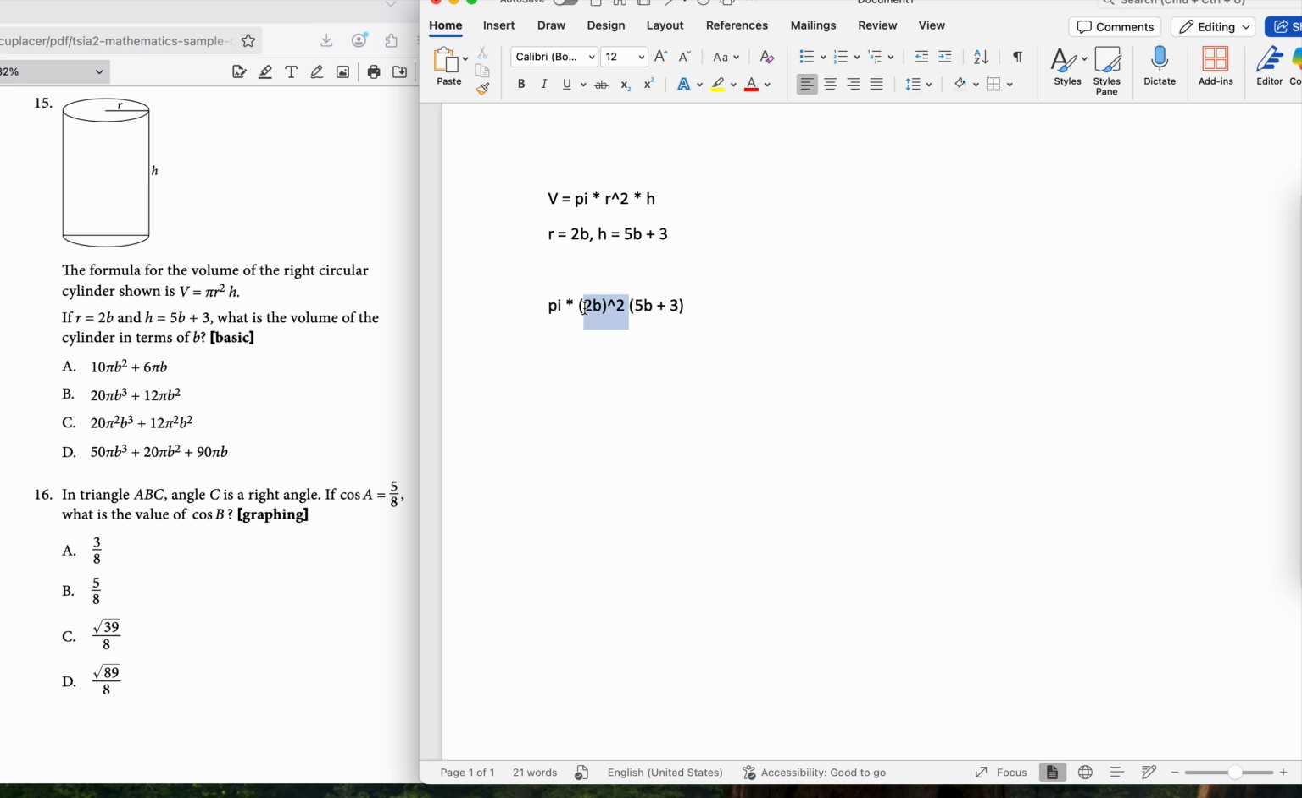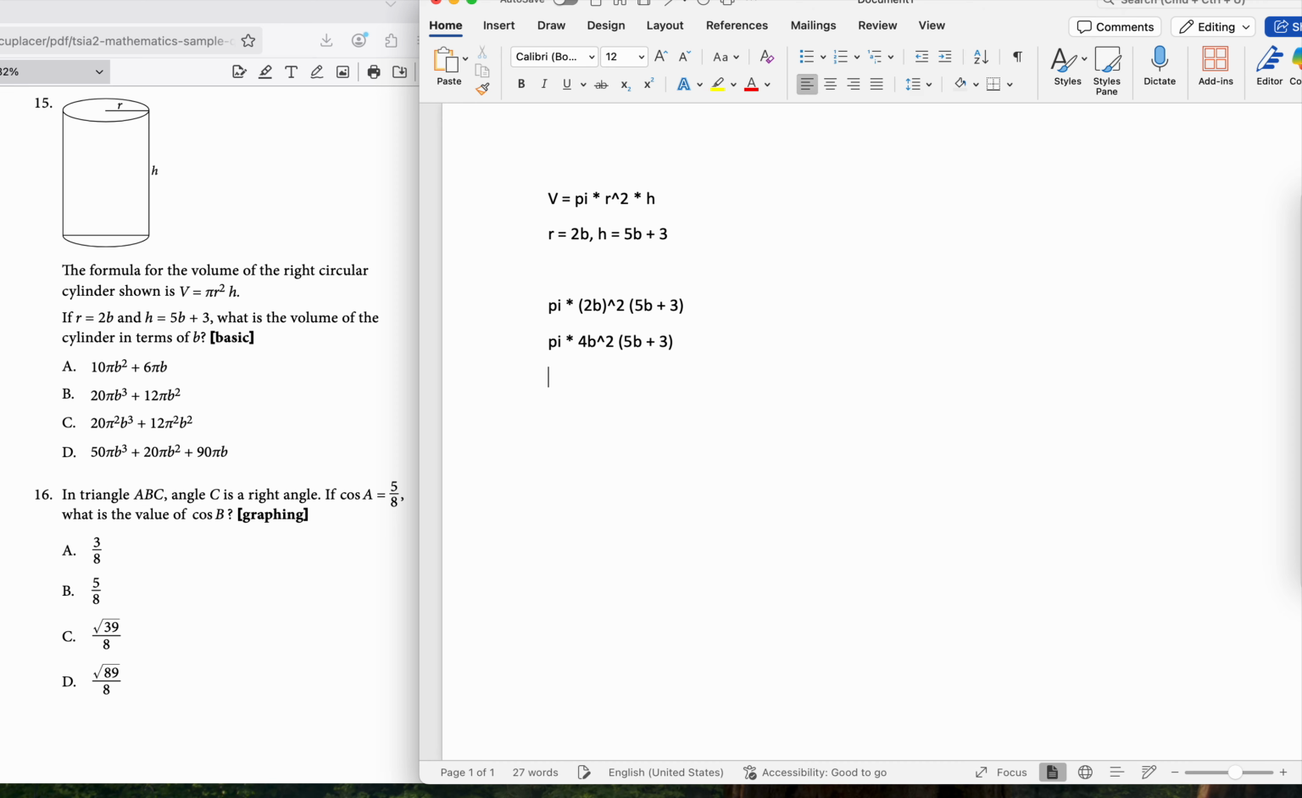So let's look at this piece first. We're gonna take the pi out for a second so that our operations are a little bit easier to do. So let's leave pi here, and then 2b is multiplied by itself, right? So 2 times 2 is 4. And then b times b is b squared. So we brought down the pi. We have 2b squared, which is 4b squared. 4b squared. And then that whole thing is going to be multiplied by 5b plus 3.